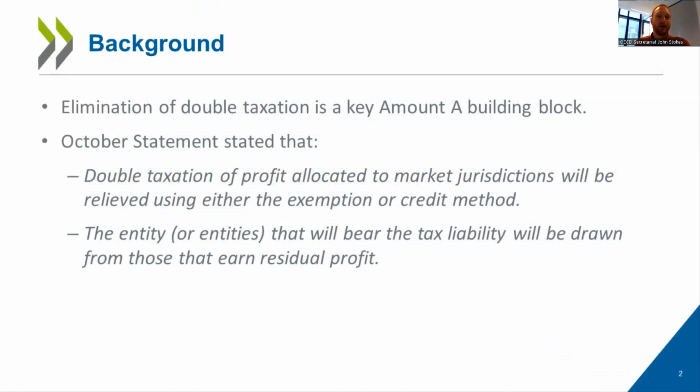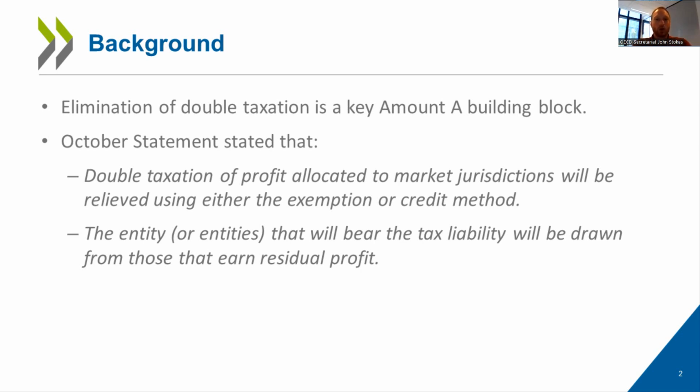Okay, so the background to the elimination of double taxation. As I said a moment ago, it's a key Amount A building block. It's clearly a very important aspect of the Amount A framework. Why is that? Well, for several reasons. First of all, it's all about reconciling the Amount A framework with the existing approach to the taxation of profits, the existing international tax framework. It's about making those two things work together to make sure that profits are only taxed once. So we're all about avoiding double taxation and ensuring that the two regimes come together nicely and we're not left with inappropriate outcomes.